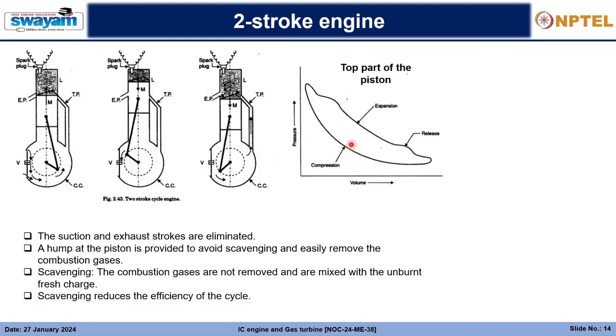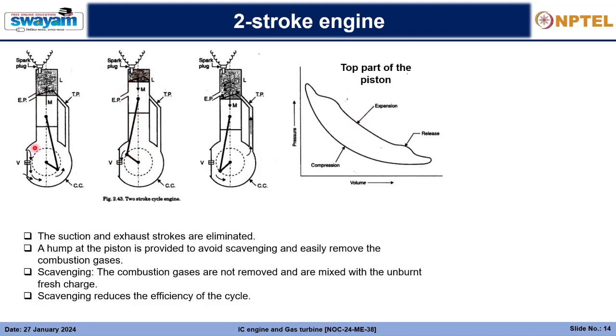So, the pressure and volume diagram of this two-stroke engine. This is only for the top part of the piston. We are considering only the gases present in this combustible region, not the gases present out here. The suction and compression below also change the pressure and volume, but we are not considering that in this diagram. We are only seeing what happens to this part of the gas.